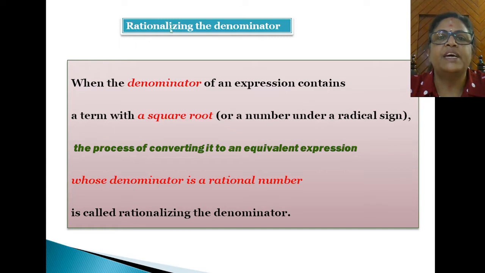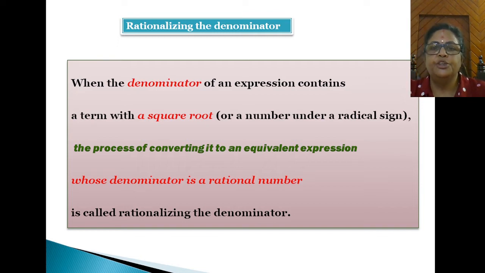So we have to rationalize the denominator, means the denominator should be a rational number. Convert the denominator into a rational number. So that is called, when the denominator of an expression contains a term with a square root or a number under a radical sign, the process of converting it to an equivalent expression whose denominator is a rational number is called rationalizing the denominator. Okay, so we will convert the denominator into a rational number.